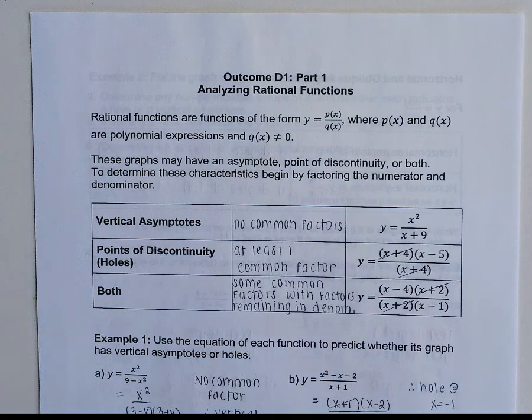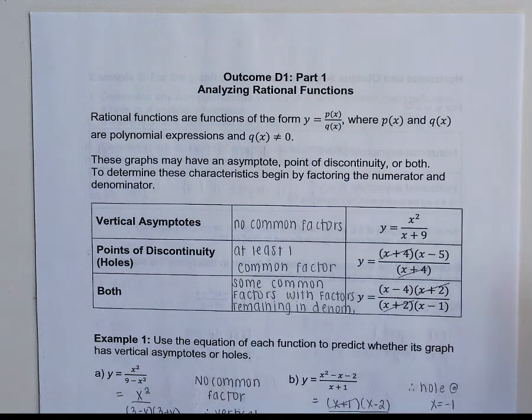So, I've got a few examples here. In this first example, there's no common factors between the top and the bottom. Because there's no common factors here, we would just have a vertical asymptote where the bottom is equal to 0. Remember, this means that x cannot be negative 9. That results in an asymptote in our graph. So anywhere that x equals negative 9, the graph does not exist.